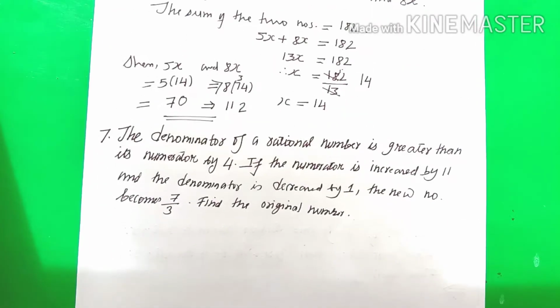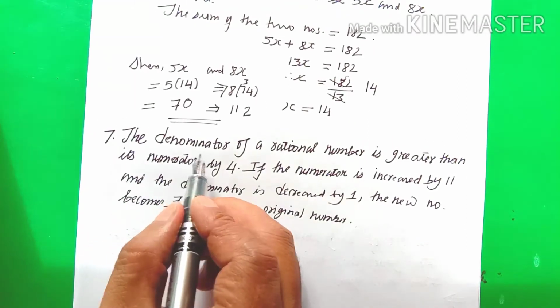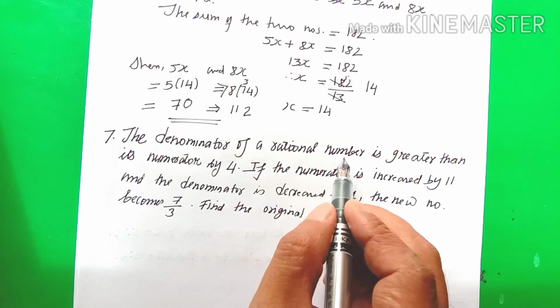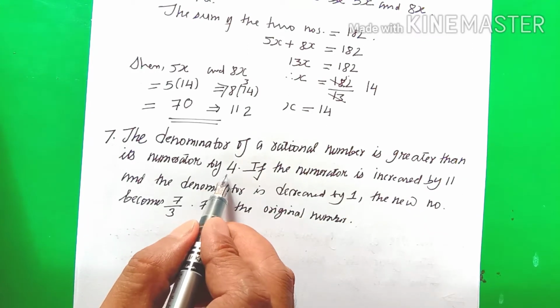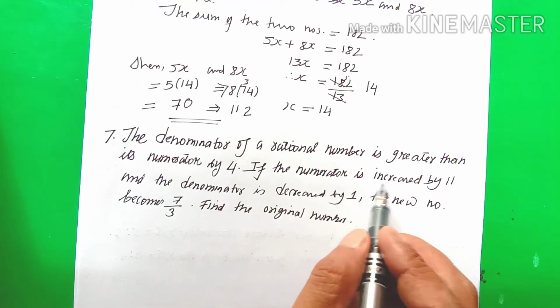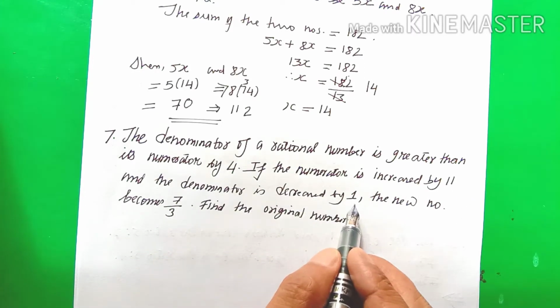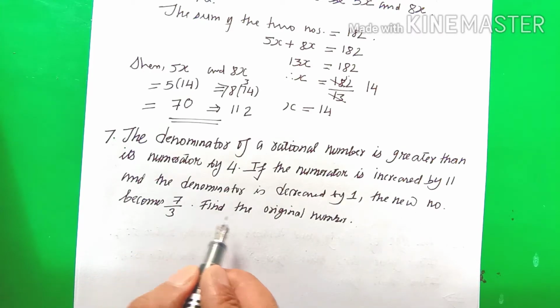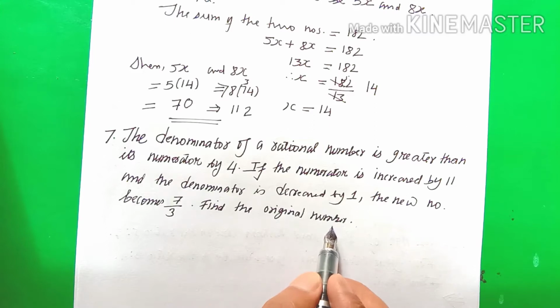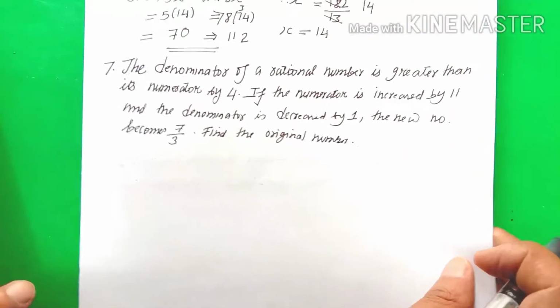Now question number 7. The denominator of a rational number is greater than its numerator by 4. If the numerator is increased by 11 and the denominator is decreased by 1, the new number becomes 7 by 3. Find the original number or the fraction. So you can assume an unknown parameter.